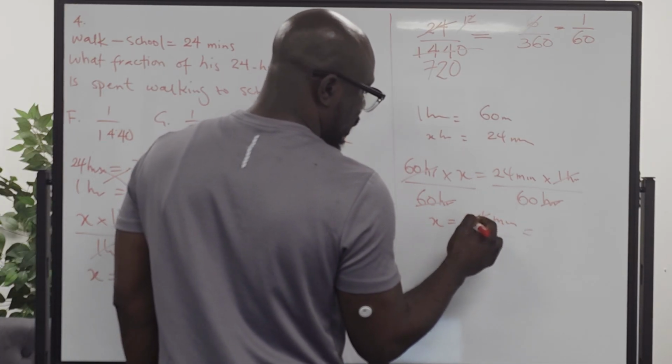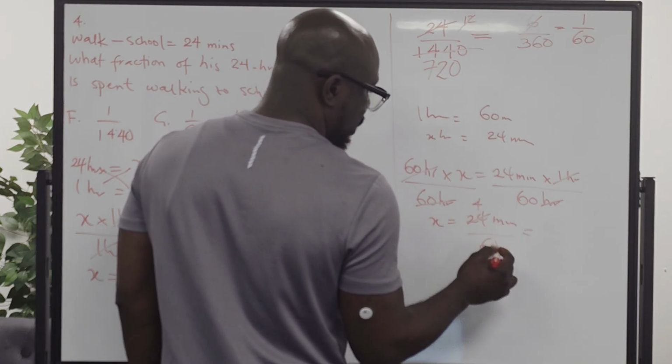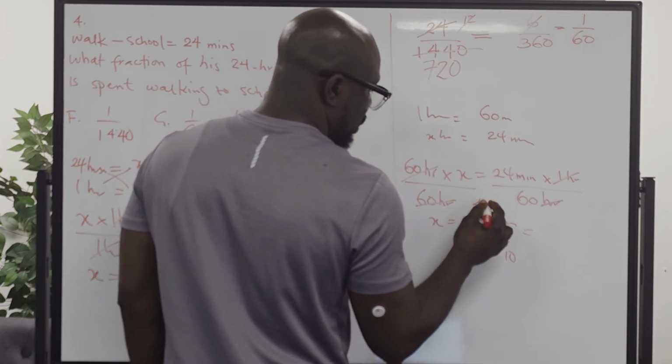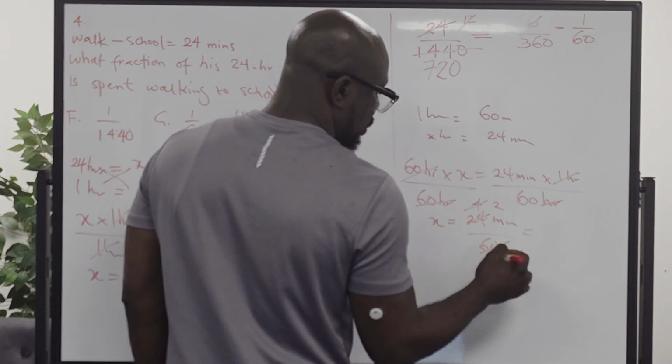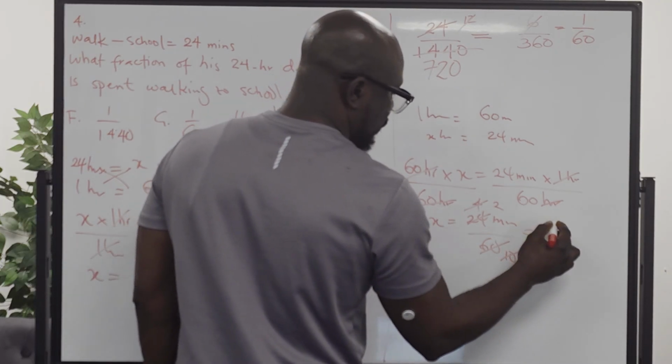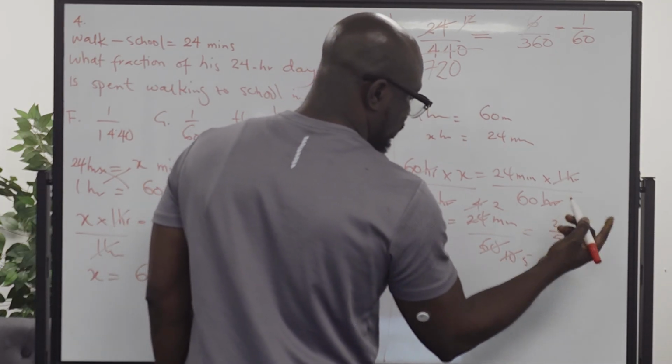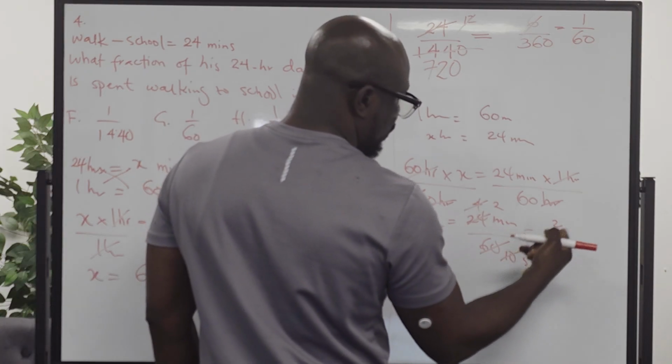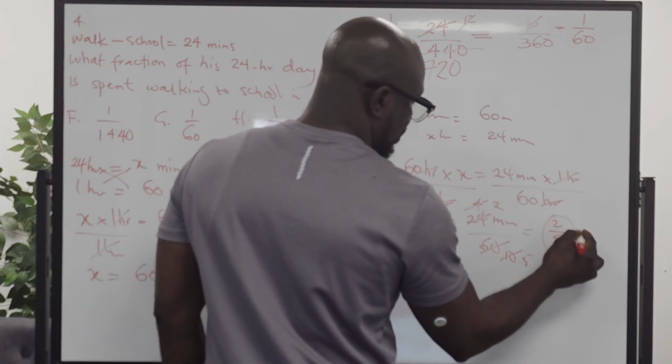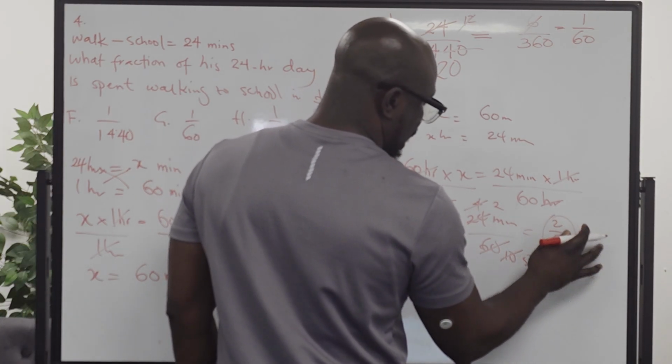and 2 into these 6 can go here. You have 4. 6 can go here. You have 10. 2 can go here. You have 2. 2 can go here. You have 5. So you have 2 over 5, right? 2 over 5 is in hours, I mean.